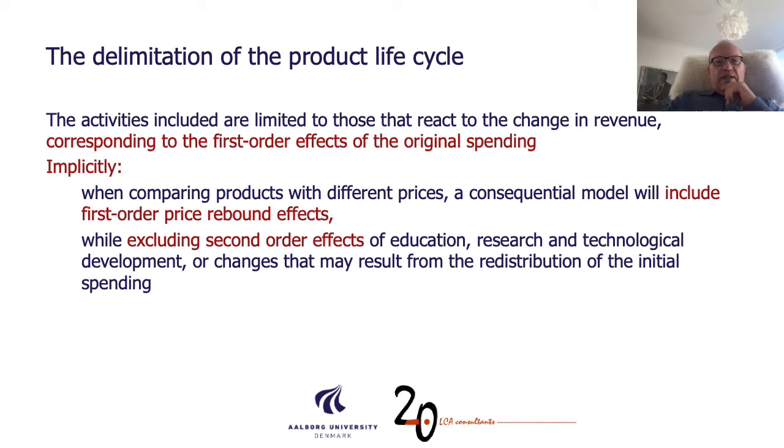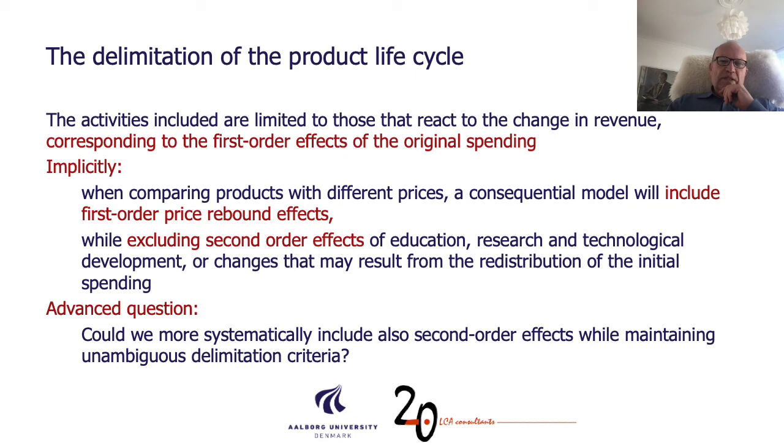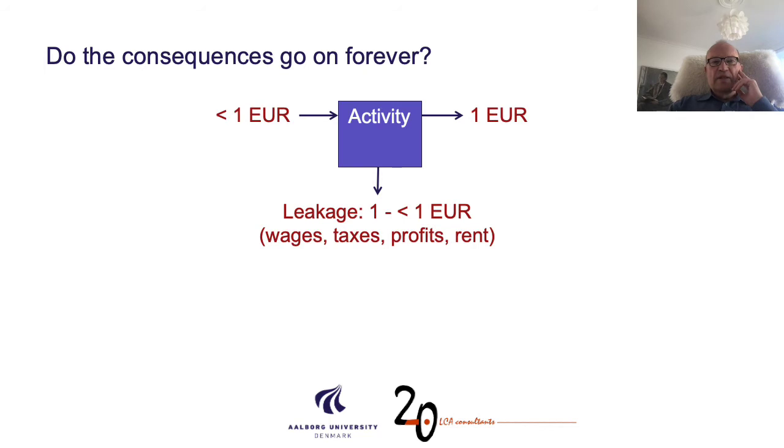So we could ask ourselves, why is that? Is that really reasonable? Shouldn't we also more systematically try to include second order effects while maintaining an unambiguous delimitation criteria? So how can we make a delimitation criteria that systematically includes the consequences of the leakage?